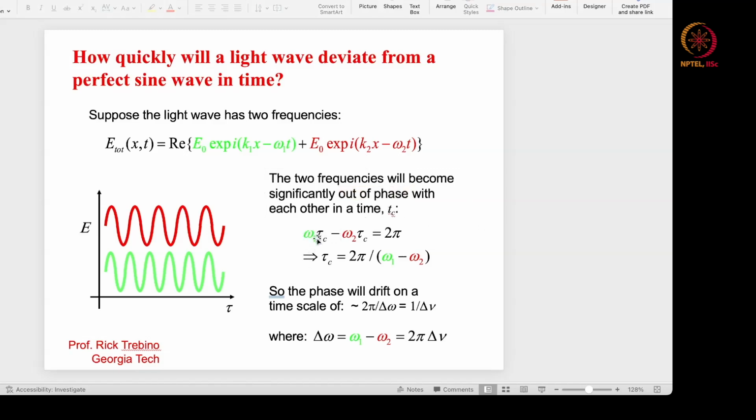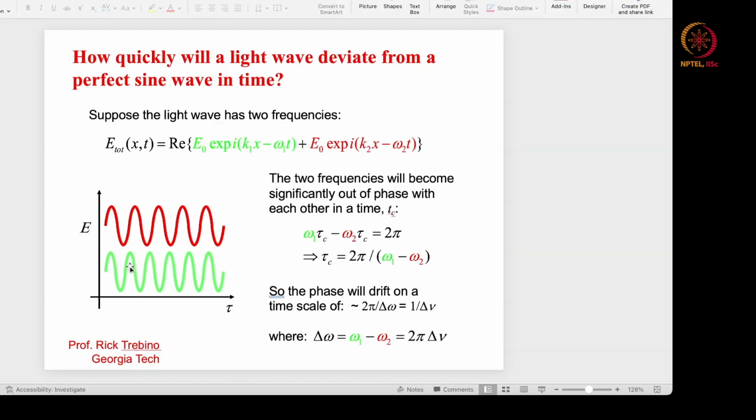So this is basically omega 1 multiplied by tau c minus omega 2 multiplied by tau c is equal to 2 pi, because that is the significantly out of phase definition. So in other words, tau c becomes 2 pi divided by omega 1 minus omega 2. So the phase will drift, okay? The phase will drift on a time scale which is 2 pi by delta omega, which is nothing but 1 over the delta frequency, because delta omega is nothing but 2 pi into the delta frequency.